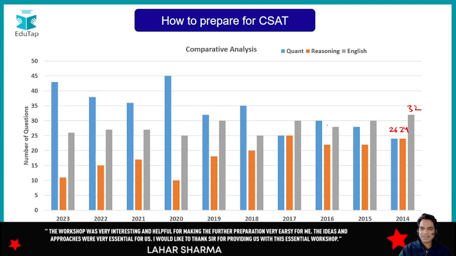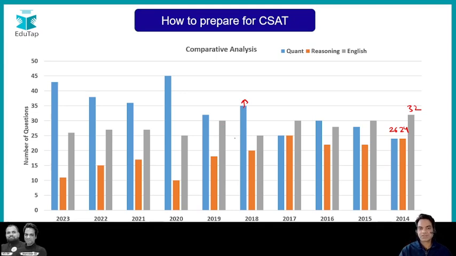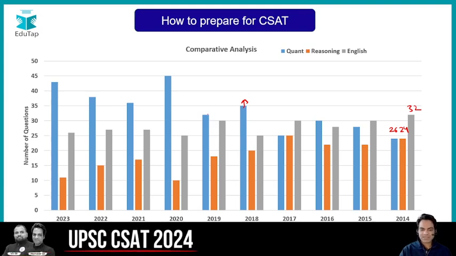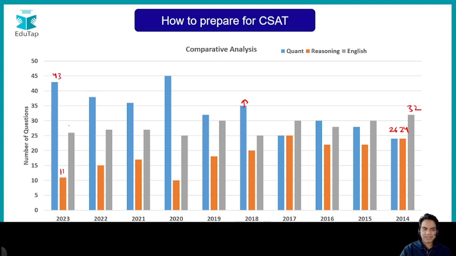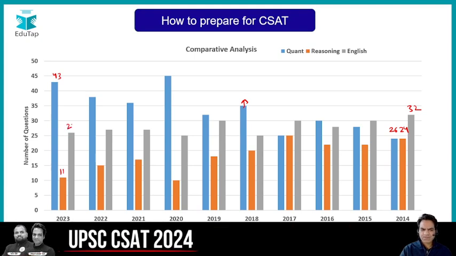But as the years moved on, the number of questions for quantitative aptitude has gone up, and at the same time the level of questions has also gone up. So that is one big challenge. If you see the last years, in 2023 the number of questions for quantitative aptitude went up to 43, whereas reasoning has slumped down to 10, 11, and English almost stays common somewhere between 26, 27 in the last couple of years.